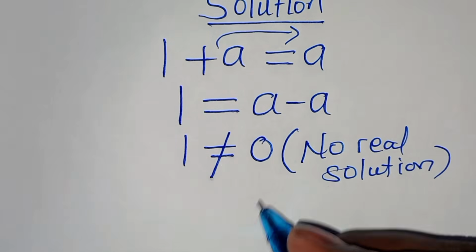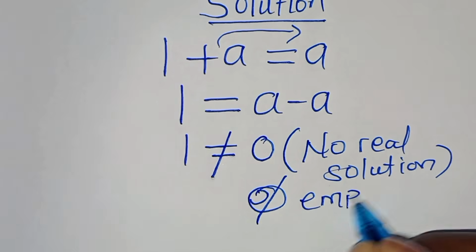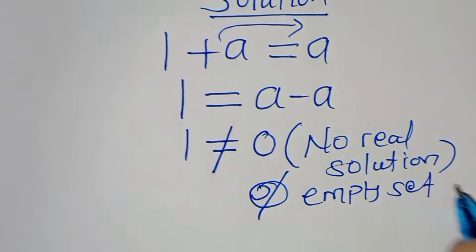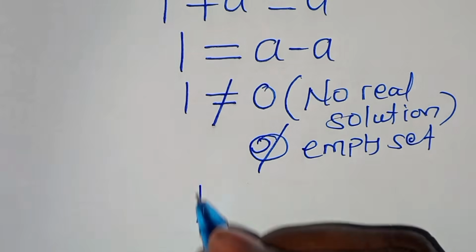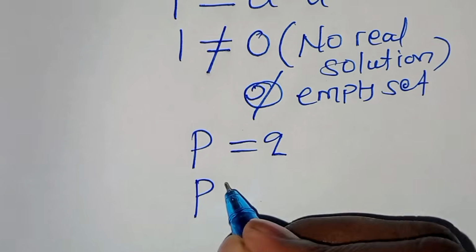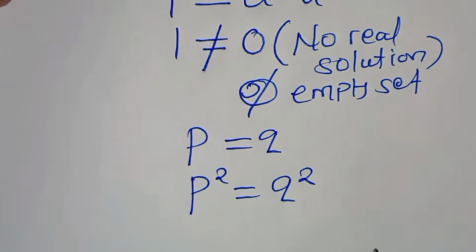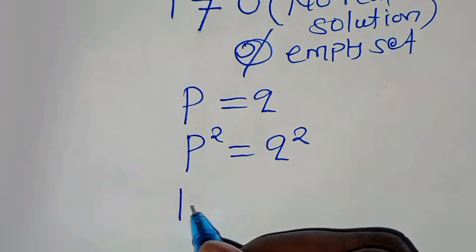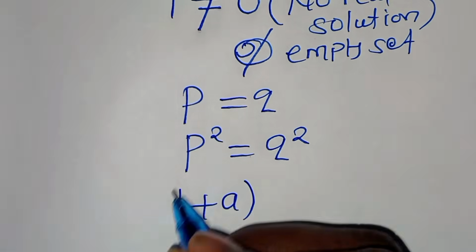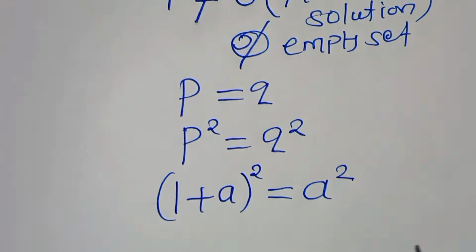So what we have is an empty set. Now, if P is equal to Q, this implies that P to the power of 2 is equal to Q to the power of 2. Now this means that (1 plus a) raised to the power of 2 is equal to a to the power of 2.